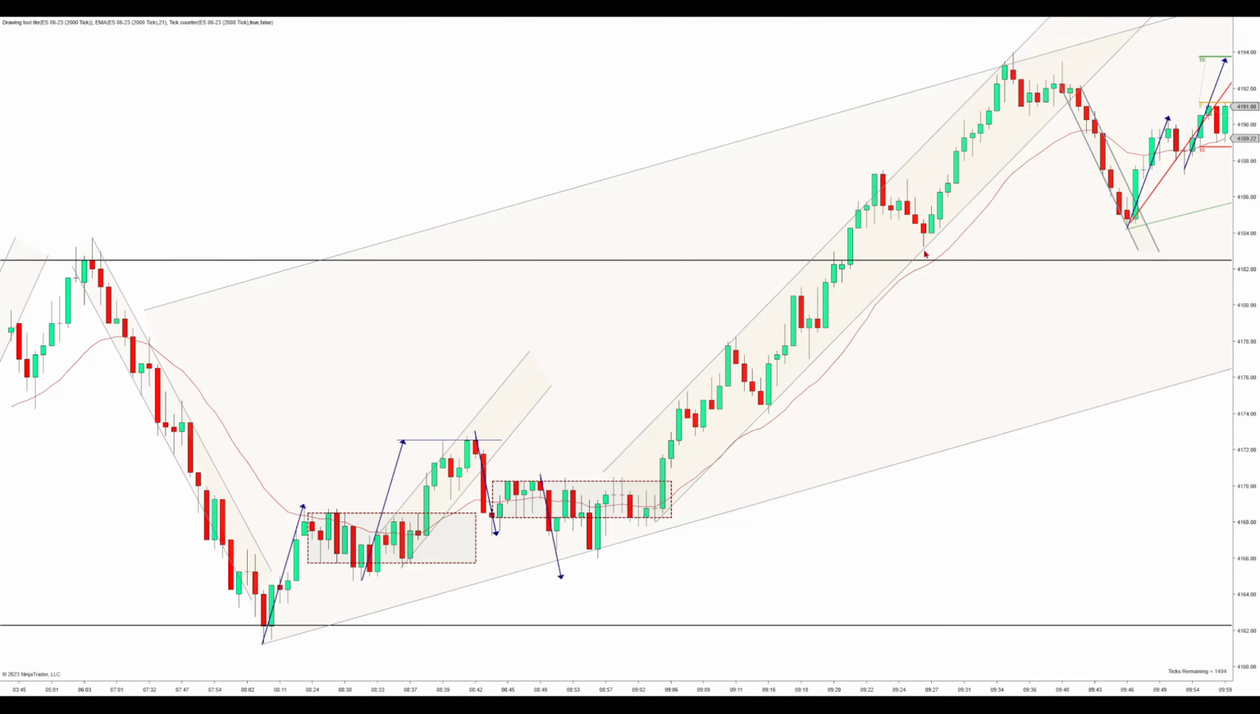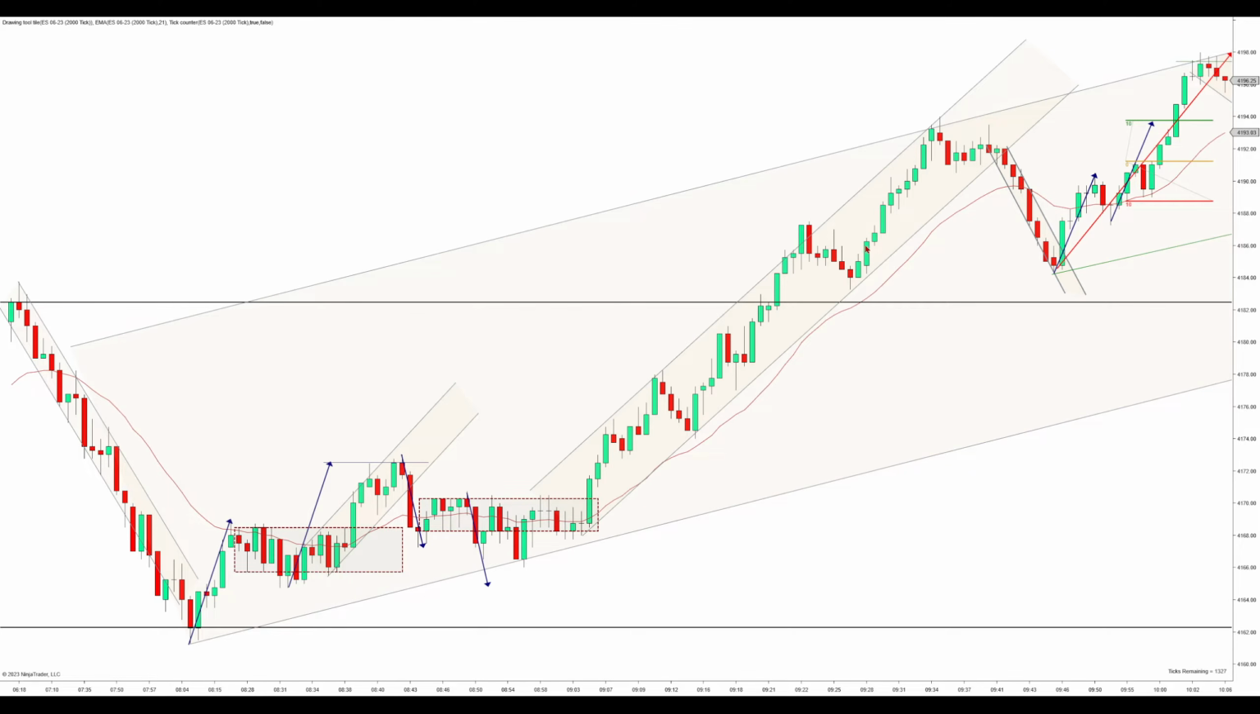We get this two-legged pullback. It doesn't reach the EMA. It doesn't reach the overnight low. That's not enough to go long based on. So anyway, I just don't see anything there.